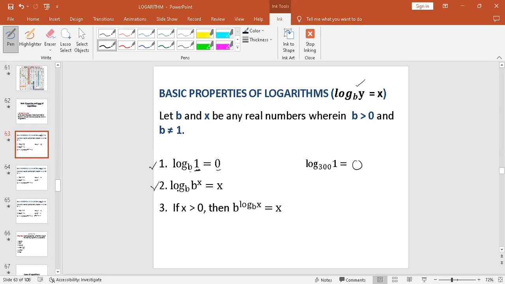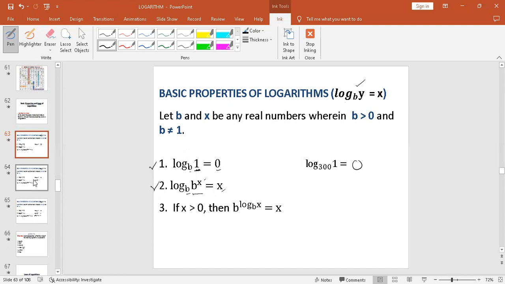We have log of b raised to x to the base b equals x. So in the second property, if the logarithm is written in this form, wherein the variable y is expressed as b raised to x, and the base are the same. So, di ba, magkakaroon ng dalawang bases. So, kung parehas yung dalawang bases na ito, whatever the value of the exponent is, that would also be the answer.